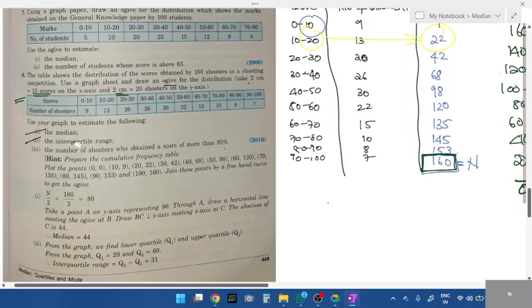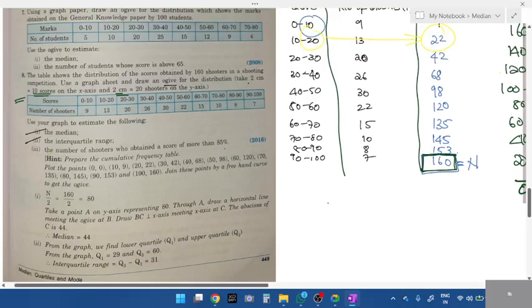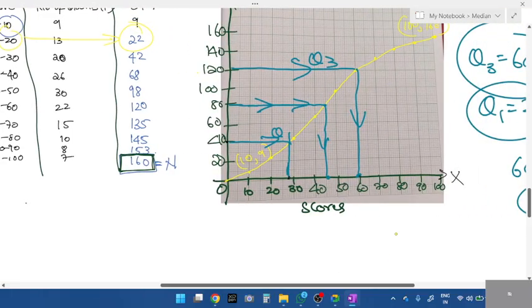I'll tell you. What is the last question asked, students? Tell me the last one. The number of shooters who obtained a score of more than 85. Where are scores? Number of shooters who obtained a score. Where is score? X-axis or y-axis? 85%. Where does 85% lie? In between 80 and... Now, look at the yellow line, all of you. I have to start from the x-axis, not from the y-axis, students. Start from the x-axis. Draw a straight line.